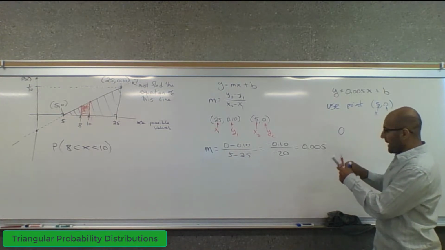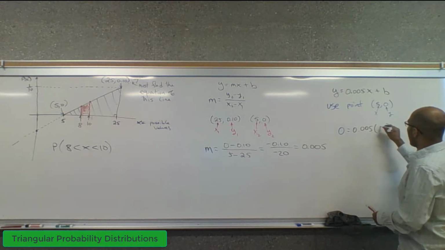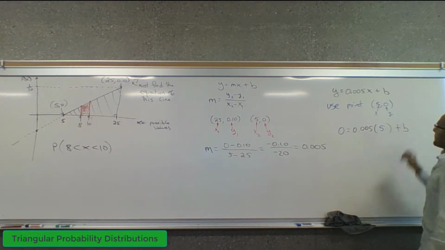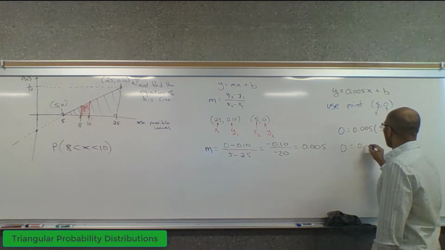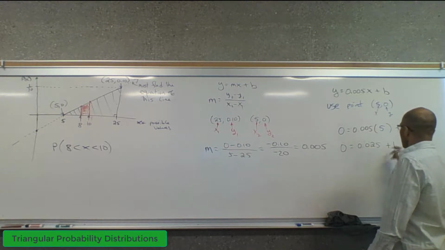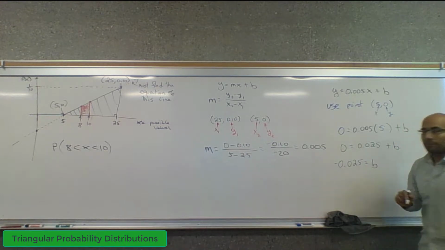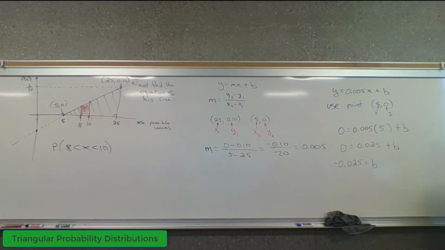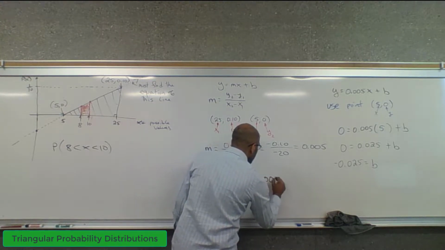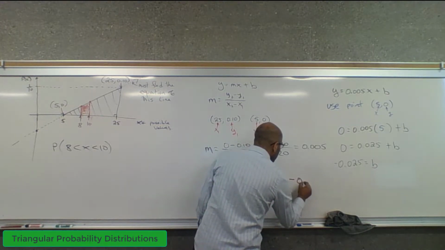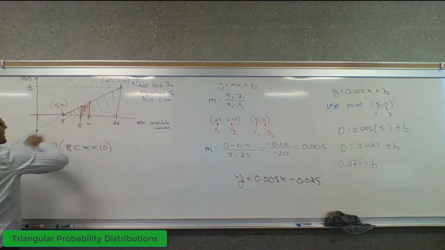So use point (5, 0). 0 is the answer when 0.005 is multiplied by 5 plus b. So this is going to be 0 equals 0.025 plus b, and so negative 0.025 is equal to b. And we have our linear equation now. So this means that y must be equal to 0.005x minus 0.025. That means that's the equation of this line right over here.